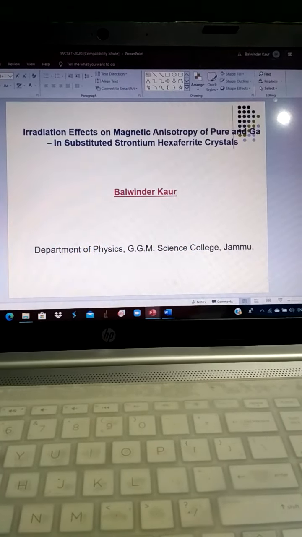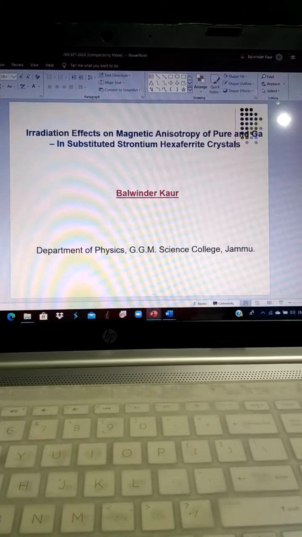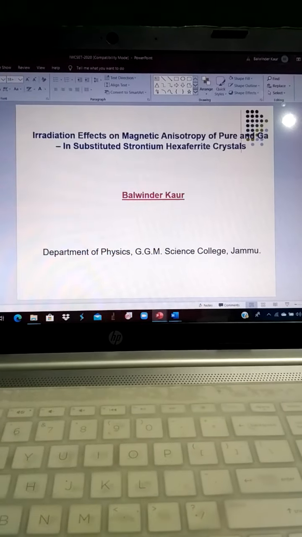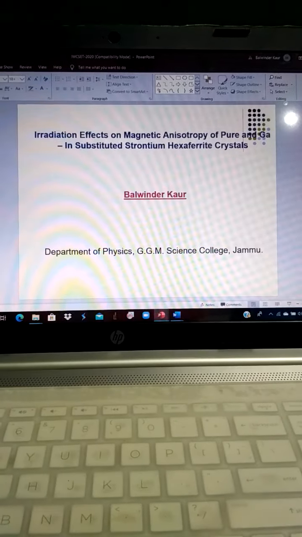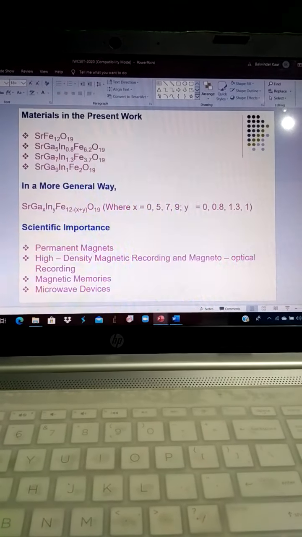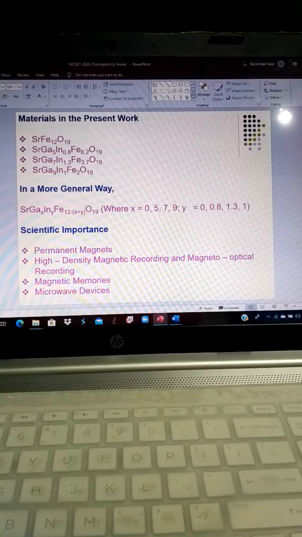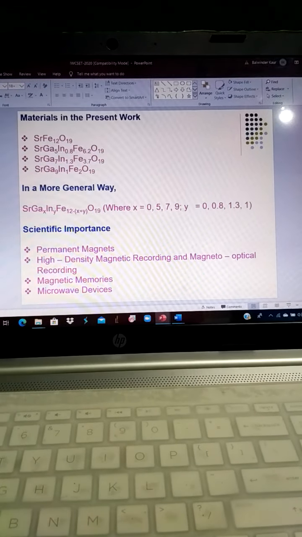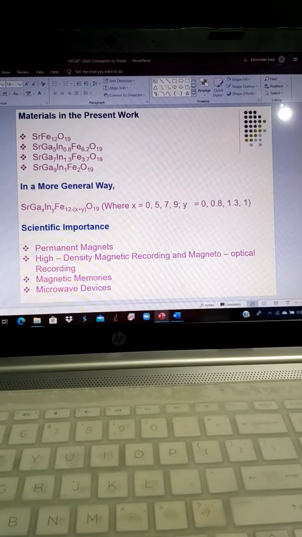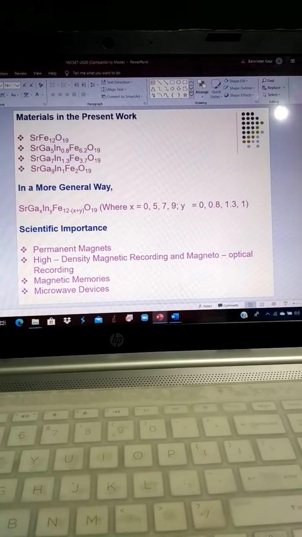Today we'll speak on the topic irradiation effects on magnetic anisotropy of pure and gallium indium substituted strontium hexaferrite crystals. These are the single crystals and the bulk material. The material which I have taken in the present work is the pure strontium hexaferrite and the three substituted compositions with gallium and indium at the place of iron.